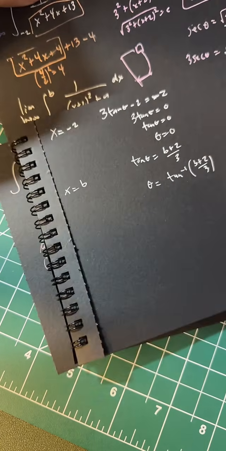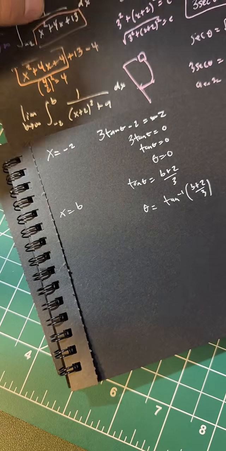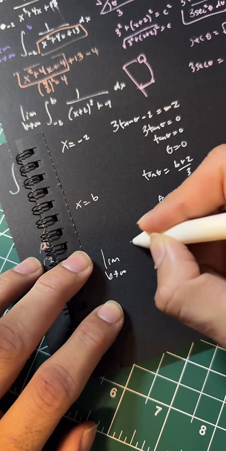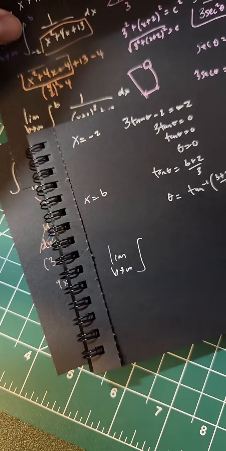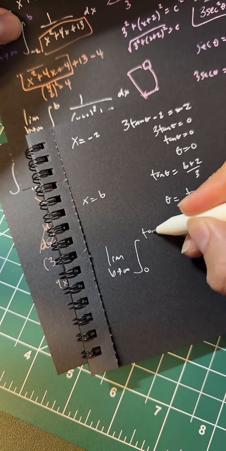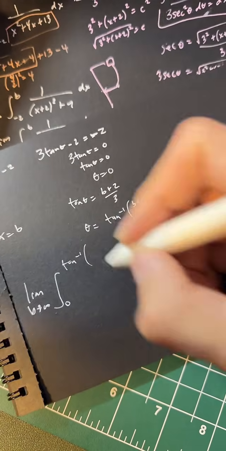Okay, this will be my last problem because I am at 2%. So I'm just going to go ahead and do this real quick, guys. So we still have the limit as b approaches infinity for the integral. Well, the lower bound was 0. The upper bound was tan inverse of (b plus 2) over 3.